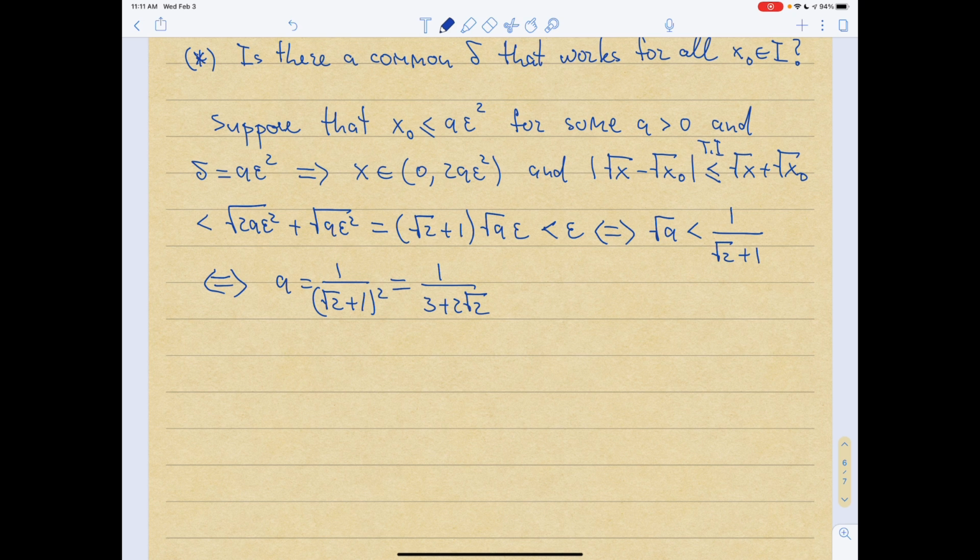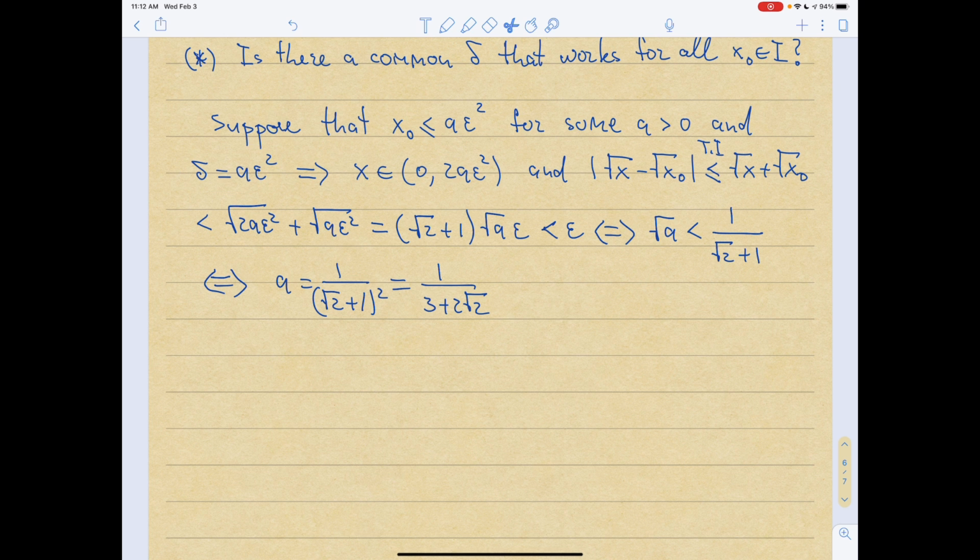So that means that I can select a in such a way. So if a is equal to 1 over 3 plus 2 square root of 2, if I select x0 which is smaller than this number, then I make delta equal to the same number, as long as x minus x0 is less than this delta, then I can guarantee that square root of x minus square root of x0 must be less than epsilon.